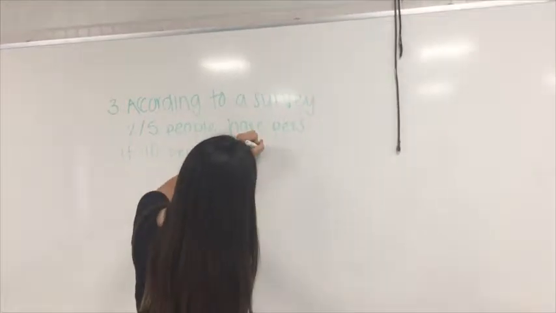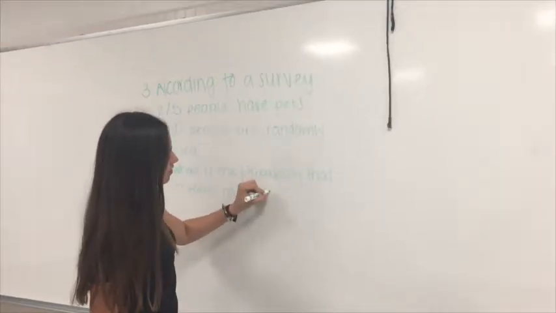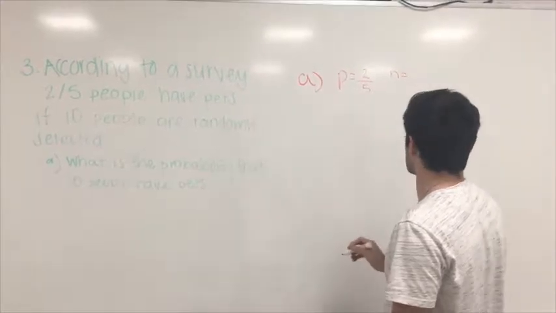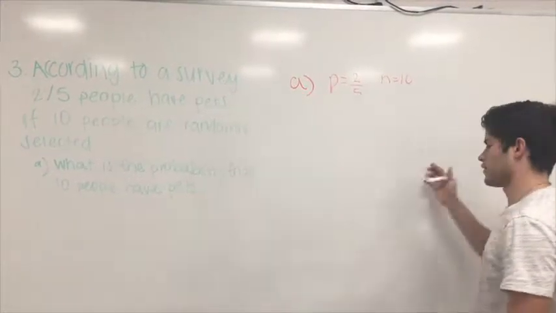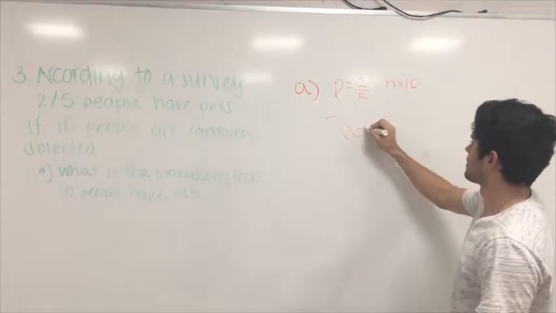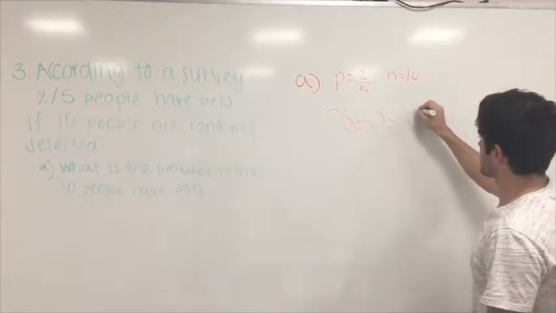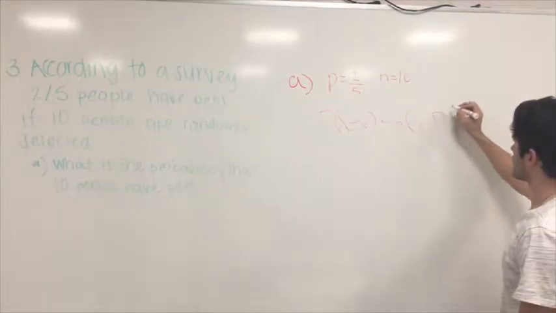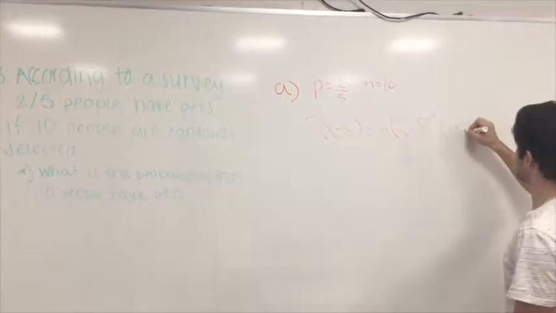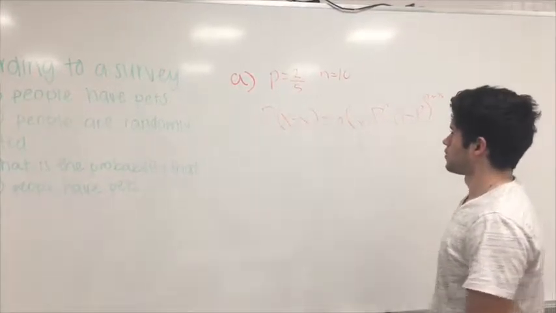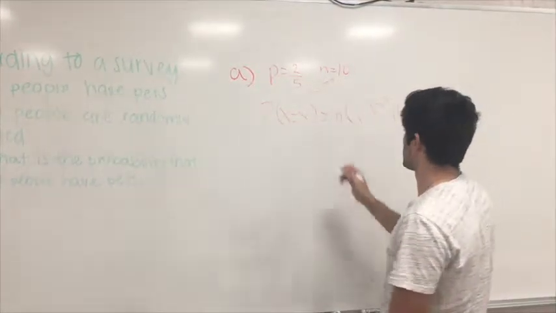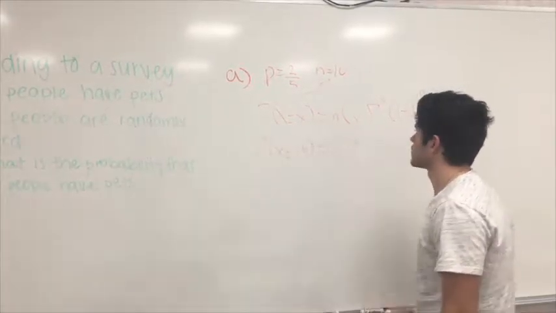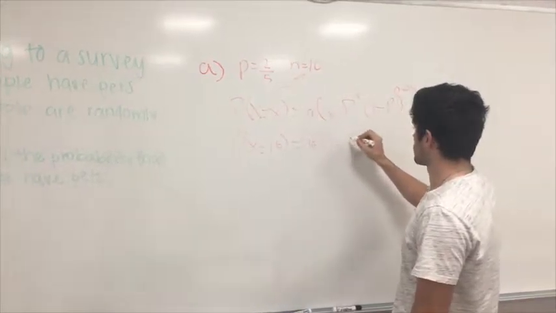So the probability is that according to the survey, 2 out of 5 people have pets, and we're going to take into account a sample space of 10 people. Here we can see the probability is 2 fifths, n is 10 people, and here's the formula for the probability of binomial distribution. So here we're just going to substitute values to understand what is the probability that all people have pets.